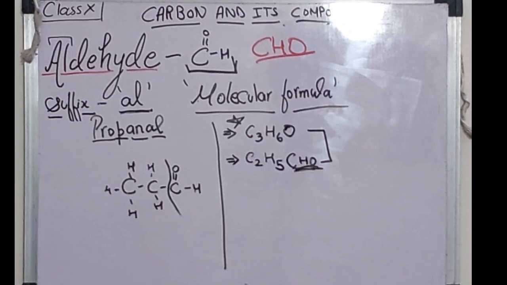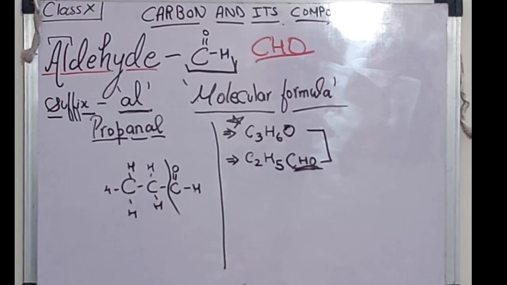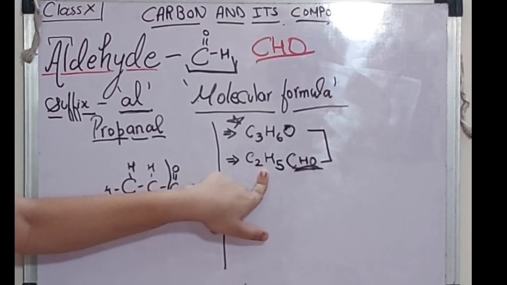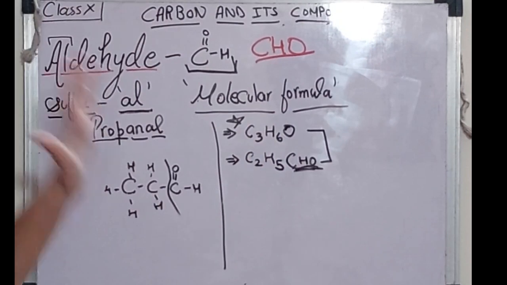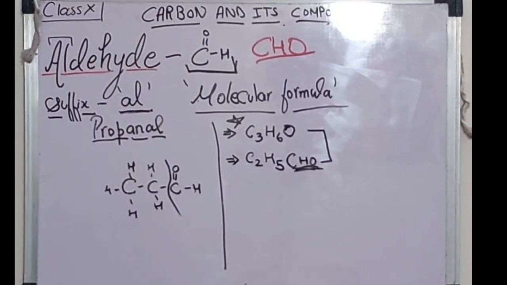But for now I hope you understood how to write the molecular formula. Separate the functional group, directly write CHO, then count the number of carbon and the number of hydrogen and write it as it is. It's the easiest and simplest way to write the molecular formula.